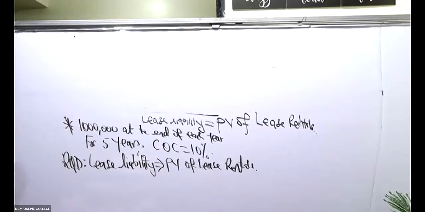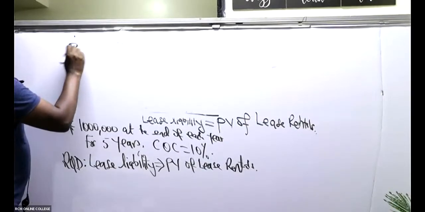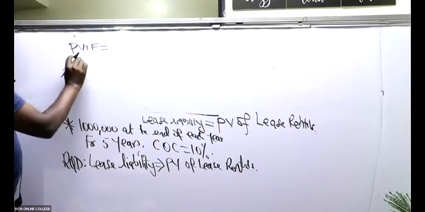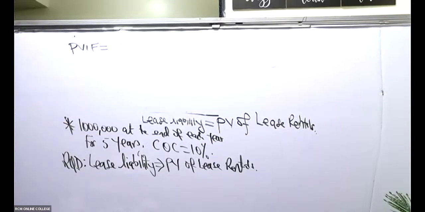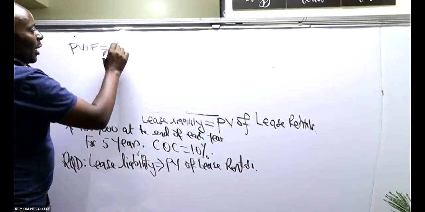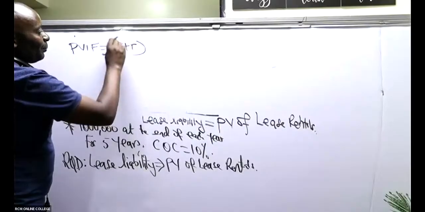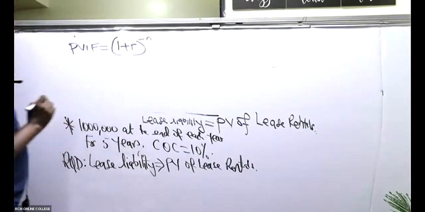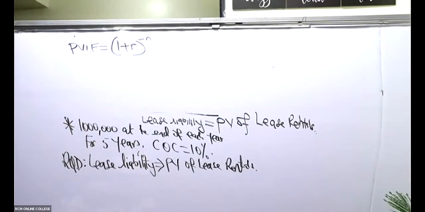Annuities, because of the regularity in most cases. Remember, we have two discounting formulas. We have the PVIF, the present value interest factor, which is for the irregular ones. Normally we take 1 plus R raised to negative n, because you're discounting, so we subtract up there. This is the PVIF, the present value interest factor.